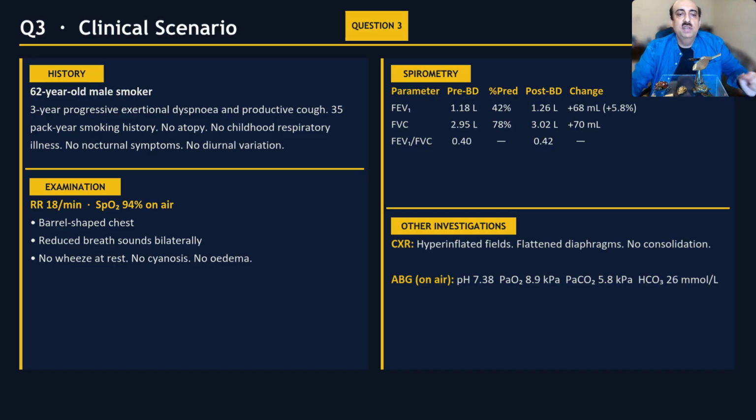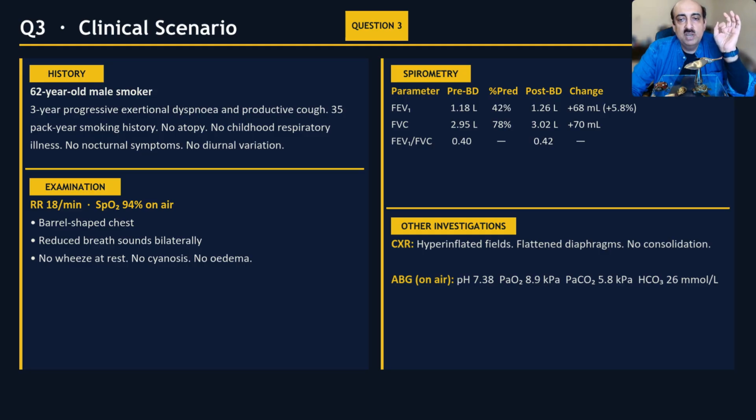Clinical examination revealed a respiratory rate of 18, slightly on the upper normal side. Oxygen saturations were 94% on room air. The chest examination revealed a barrel-shaped chest with reduced breath sound intensity bilaterally throughout all the lung fields. There was no audible wheezing at rest, and there was no cyanosis or peripheral edema. The spirometry is in front of you.